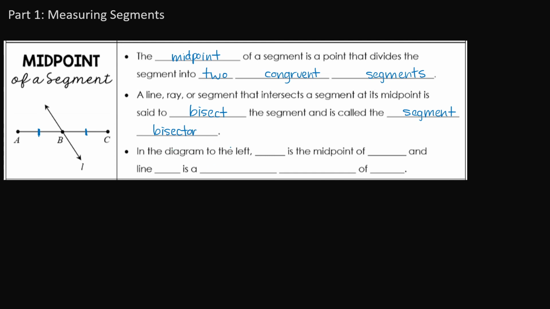In the diagram to the left, just to really make it clear, B is the midpoint of segment AC, and I'm going to use the line segment notation here. And line L, using the script letter, usually script L is kind of a loop-de-loo, and line L is a segment bisector of AC, segment AC.